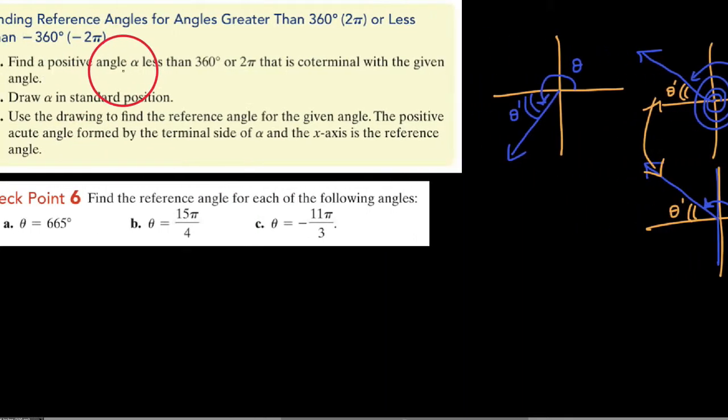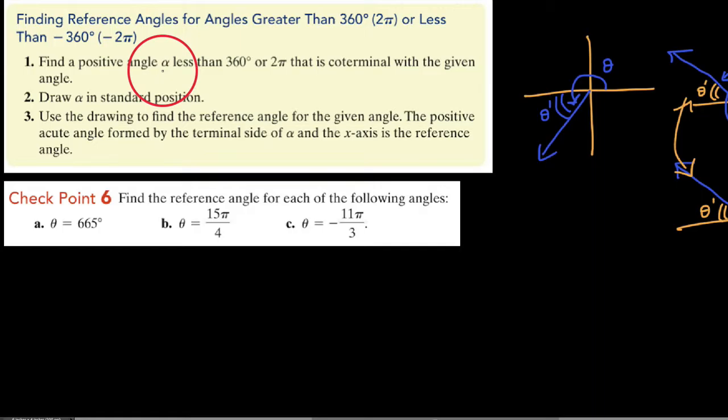So what we're going to do is find a positive angle, alpha is what they're calling it here, that's less than 360 degrees or 2 pi and happens to be coterminal with the given angle. Then we're just going to draw that angle and use it to determine what the reference angle of the initial angle would have been. So looking at 665, we can envision that this would actually exceed 360 degrees.